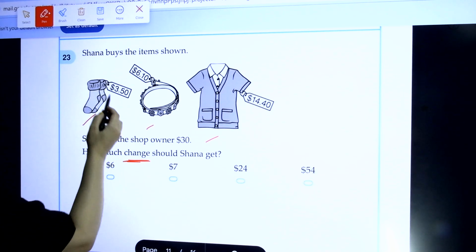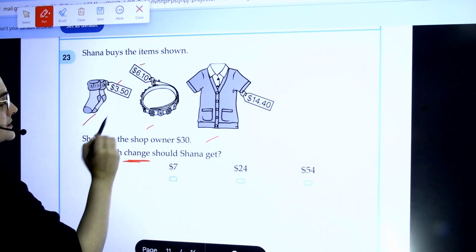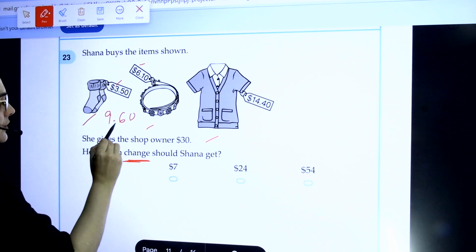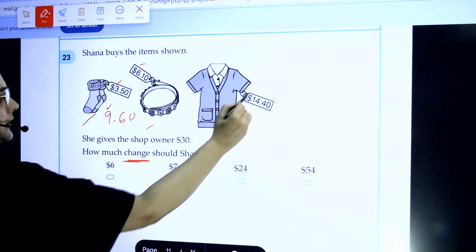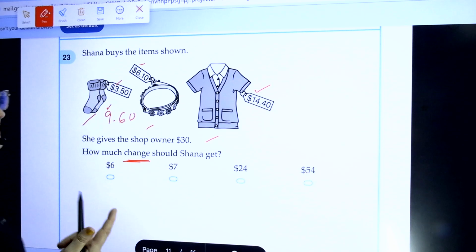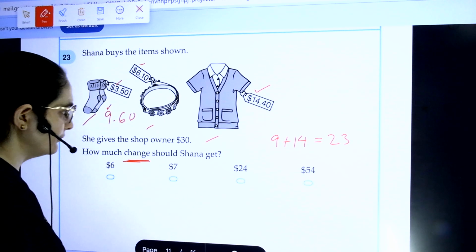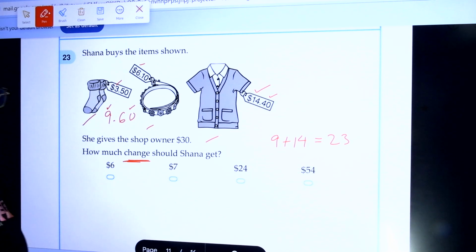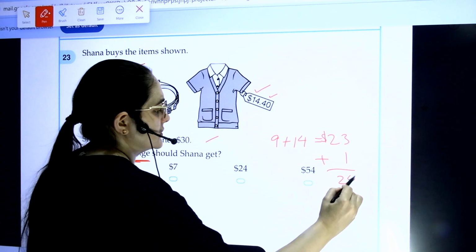So let's see, $3.50, $6.10. So $3 and $6 is $9, and 50 cents and 10 cents is 60 cents. Now I need to add $9.60 to $14.40. So $9 and $14 is $23. What is 9 plus 14? 9 plus 14 is 23. And 60 cents plus 40 cents make another dollar. So $23 plus $1 is $24.